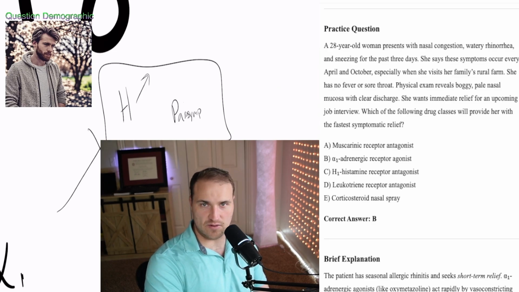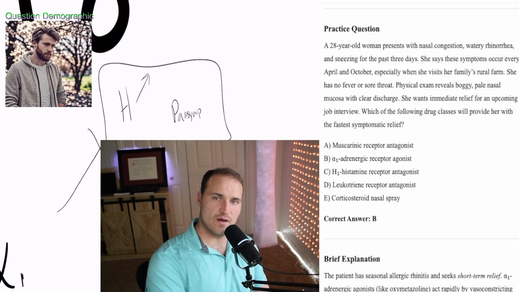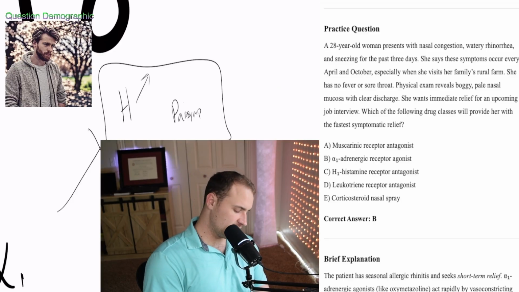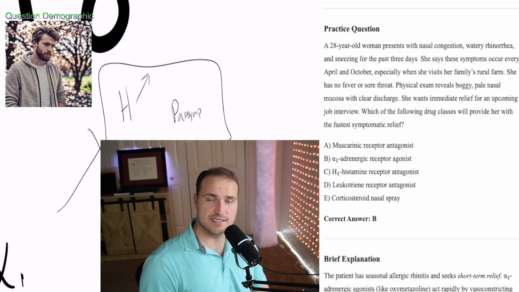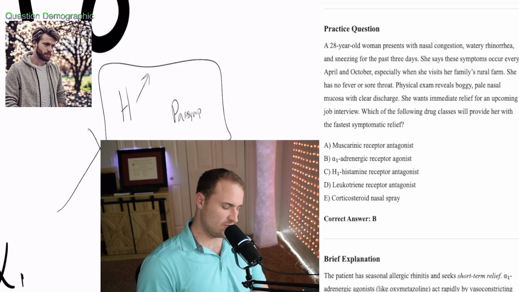That could be topical or oral decongestants. So alpha-1 adrenergic agonists would be like phenylephrine, xylometazoline, pseudoephedrine. Those are alpha-1 activators, vasoconstricting. And so they constrict on that nasal mucosa, and you get decreased edema, decreased secretions, and rapid relief. You also have alpha adrenergic antagonists, and those guys would cause vasodilation, and that would make things worse.